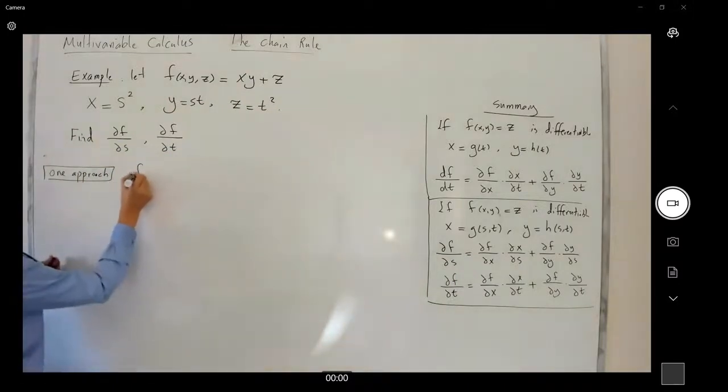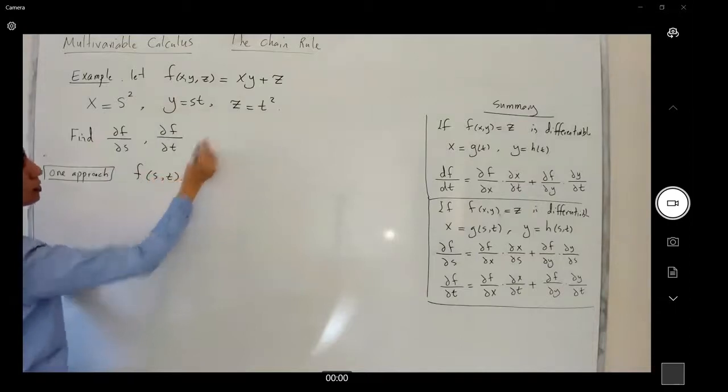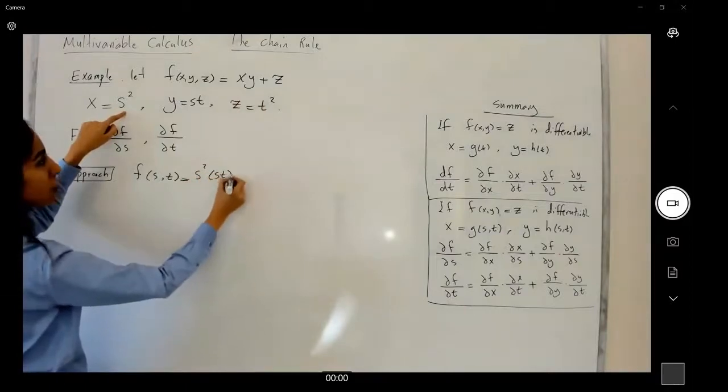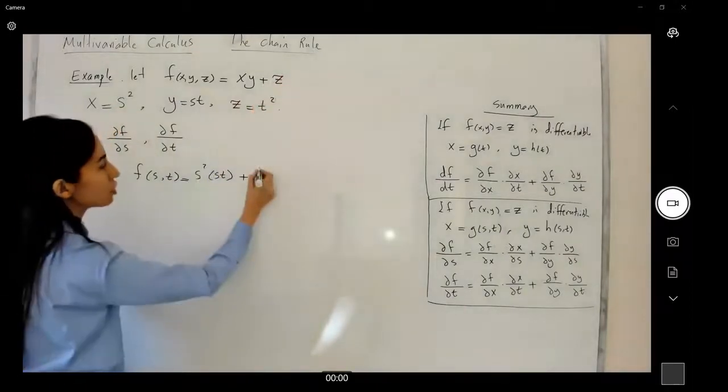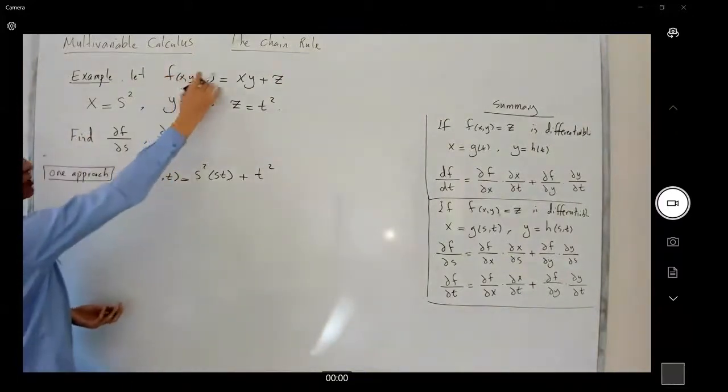So my f, which now just depends on s and t, is equal to x times y, I get s squared times st, plus z, which is t squared. As you can see, I changed these variables.